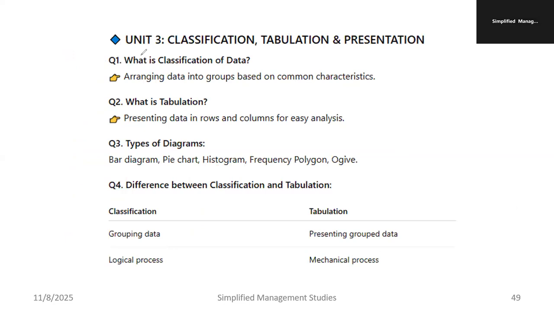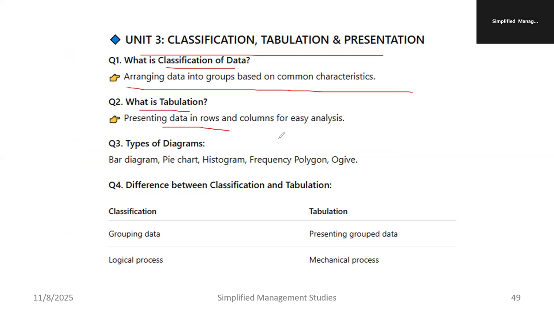Now I'll be moving on to the third unit, classification, tabulation and presentation. What is classification of data? Arranging the data into groups based on common features or characteristics. What do you mean by tabulation? Presenting the data in rows and columns for easy analysis. What are the types of diagrams available? Bar diagram, pie chart, histogram, frequency polygon, and ogive. These are the different types of diagrams which will be helpful for statistical analysis.